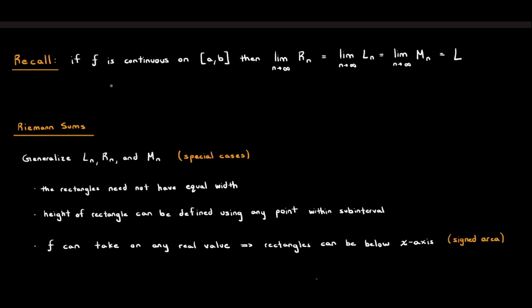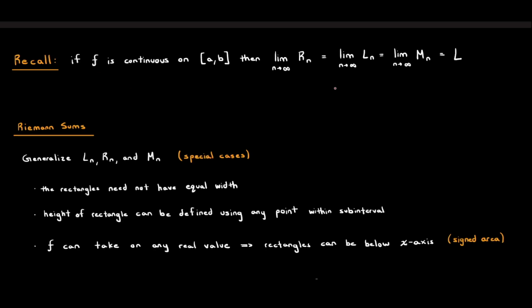To get started, let's begin by recalling one of the main results from the last class, which is that if f is continuous on some closed interval, then the right endpoint, the left endpoint, and the midpoint approximations all approach a single unique limit, L. So these limits will always exist and they will approach the exact same number, L, as long as f is behaving nicely, i.e. it's continuous.